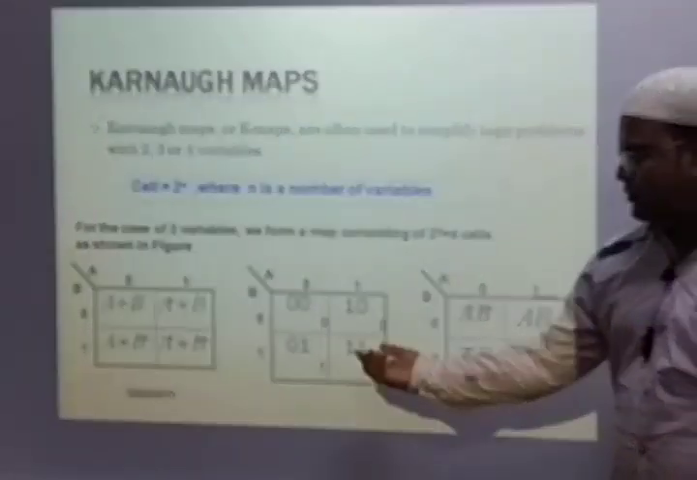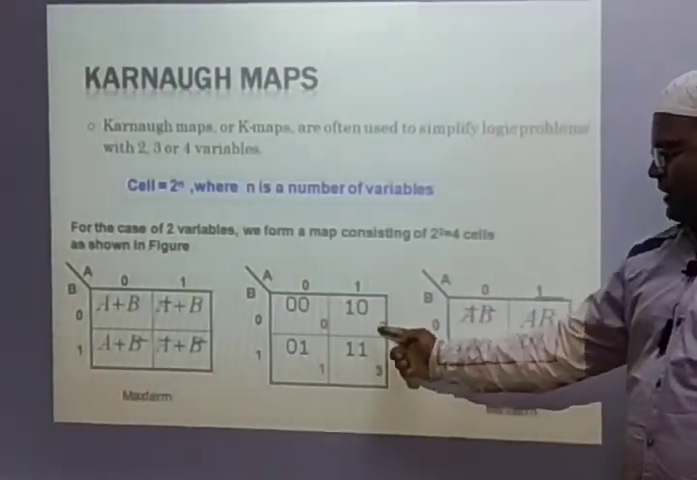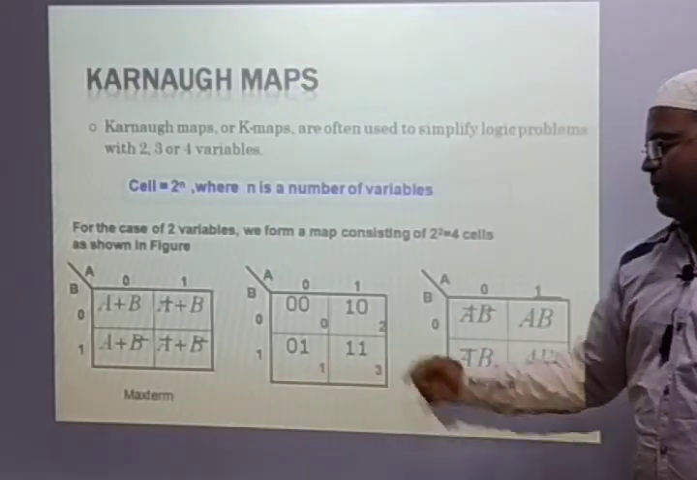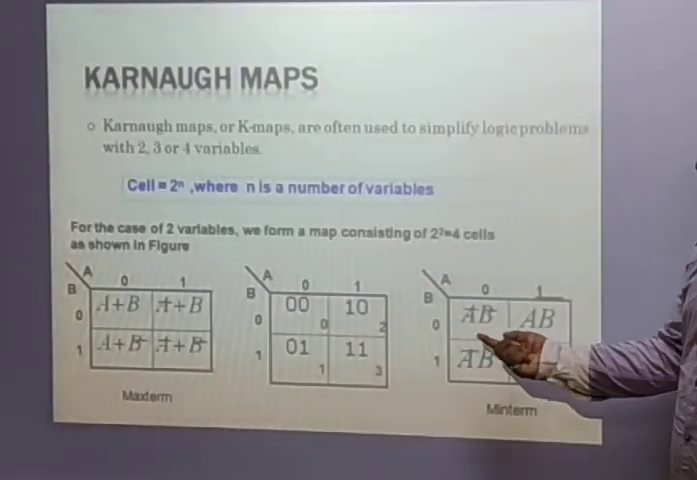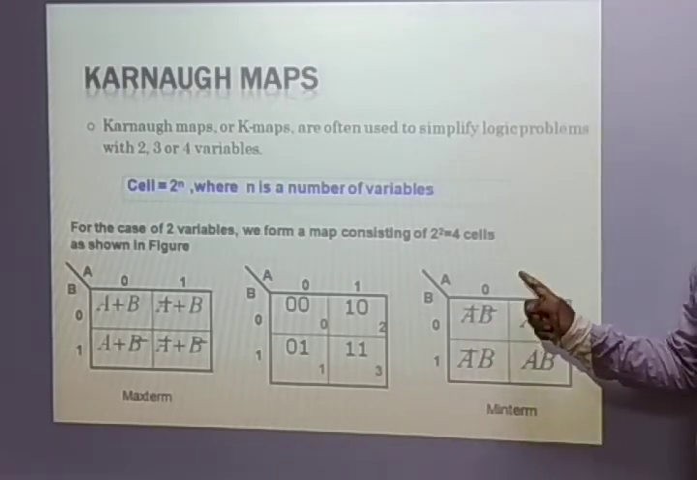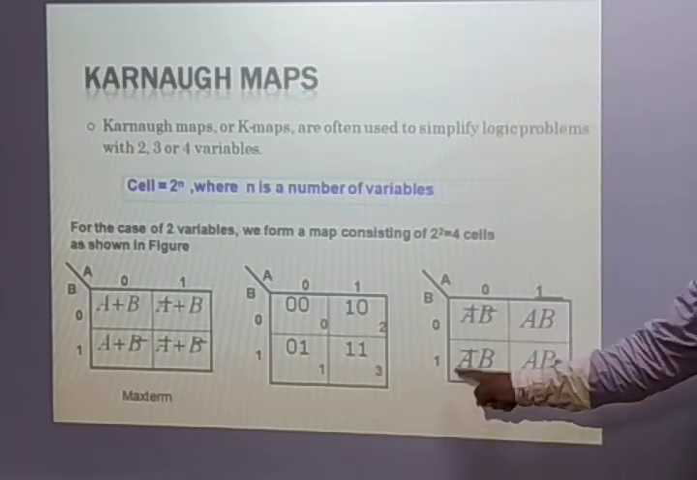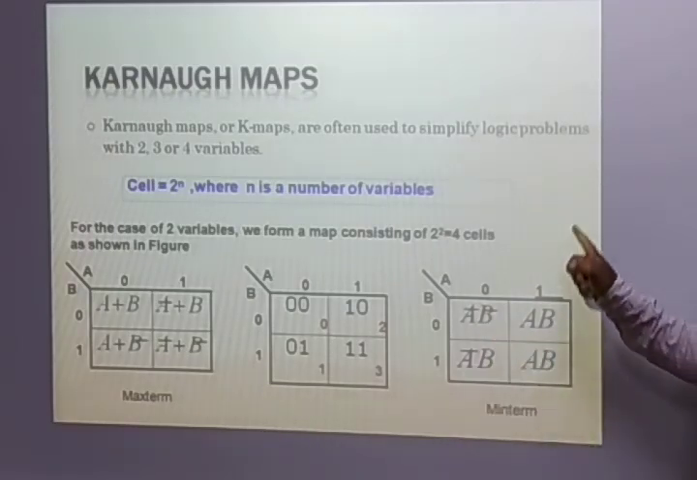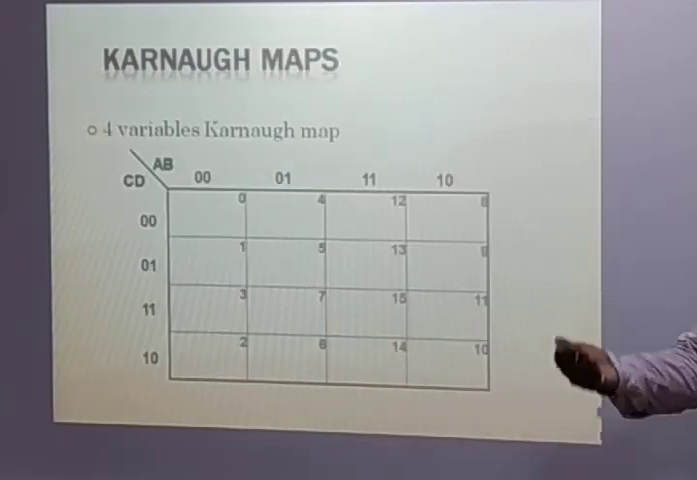Likewise, if you don't want to write the max term, we can write it like this: 0, 0, 0, 1, 1, 0 and 1, 1. Here it has to be 1, 0, and here 0, 1. Likewise, we have the min term. How do we mention a min term? 0, 0 means A complement, B complement. 0, 1 means A bar B. 1, 0 means A B bar, and 1, 1 means AB. So this is how you represent the terms for two variables.